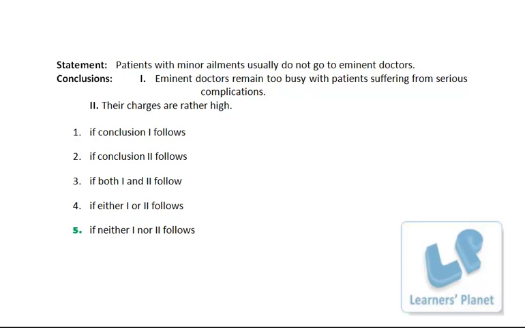Statement: Patients with minor ailments usually do not go to eminent doctors. Conclusion: Eminent doctors remain too busy with patients suffering from serious complications. That's really true, so it's very general actually. If you are feeling fever, or maybe if you are having a minor headache, we don't go to a neurologist just because we are having a headache, right? And this could be the reason, because the doctor will be too busy looking after the patients who are suffering from serious complications. He's not going to take care of us just because we are having a small problem.